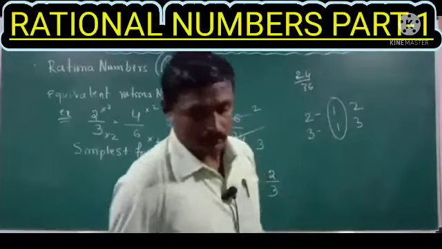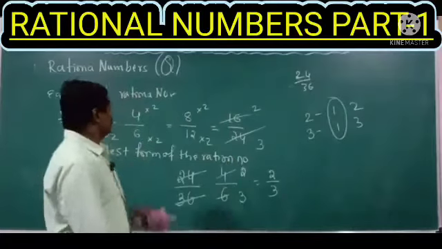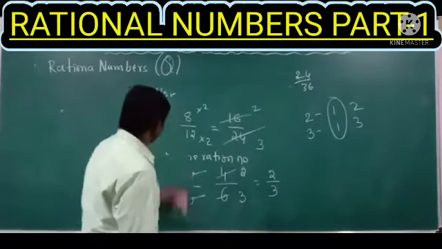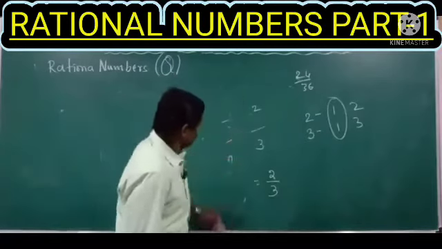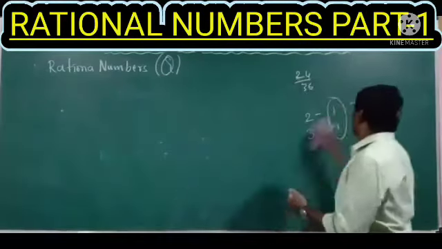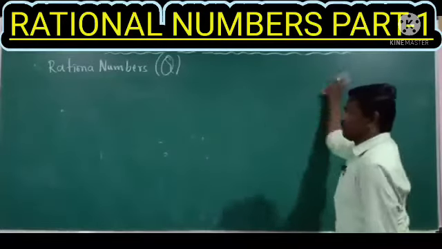Next one, some more properties are there. If you are adding two rational numbers, we get a rational number again.